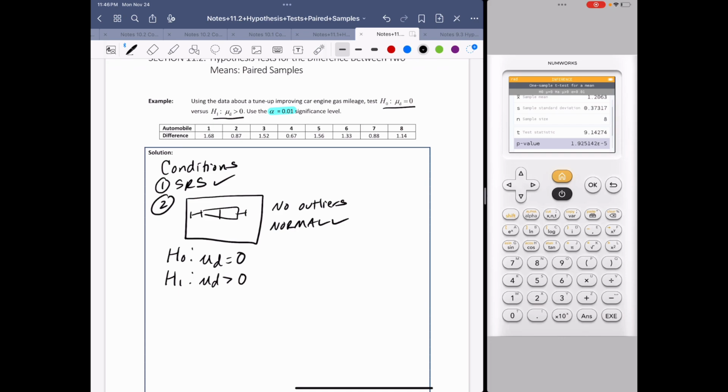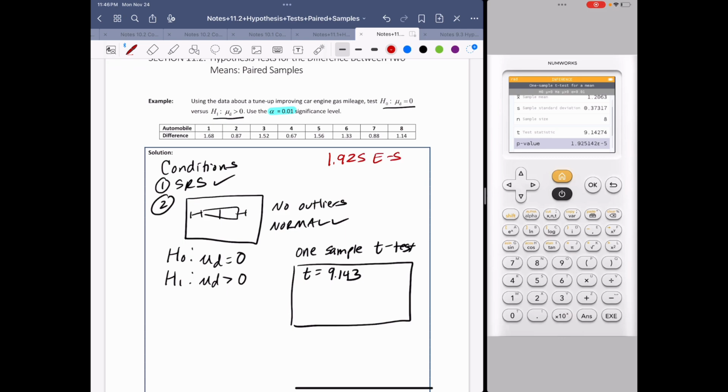Here's what I'm going to write out. I'm going to do a one sample t-test. And I need my test statistic, t, is 9.143. And I'm going to go up here, write your number out, 1.925. I've got some more digits and I've got e negative 5. You need to move the decimal 5 places to the left, which means you need to add 4 zeros. So I'm going to do 0.0001925. All right, and just double check yourself: 1, 2, 3, 4, 5.